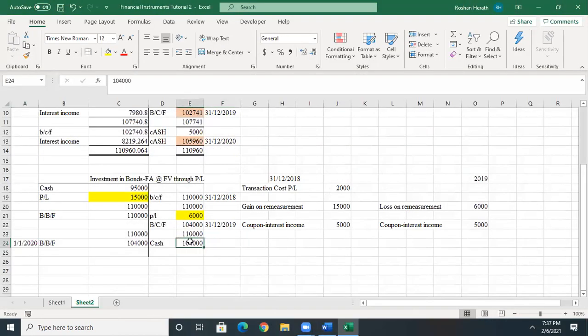Then what has happened? If you truly analyze this, you bought this instrument at 95,000, and eventually you sold them at 104,000.